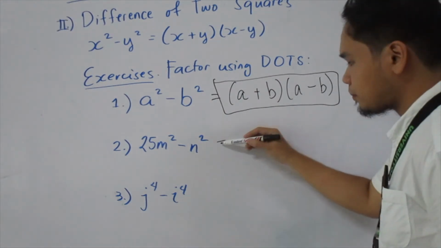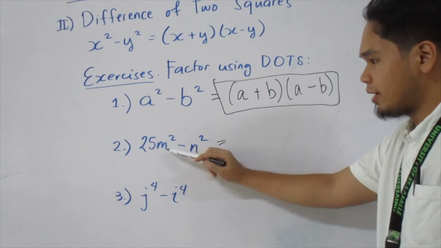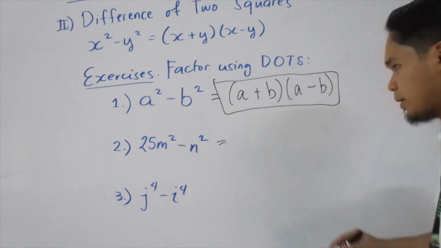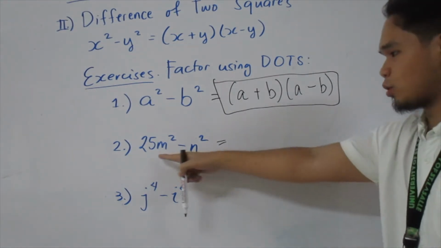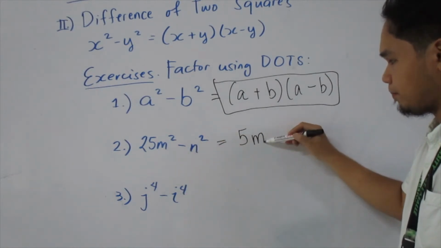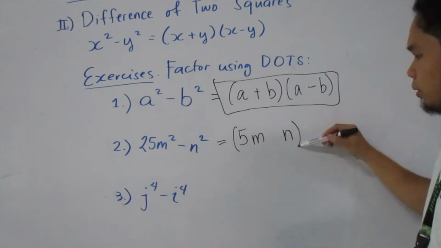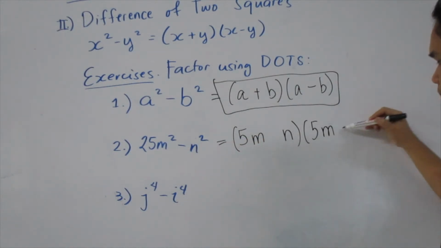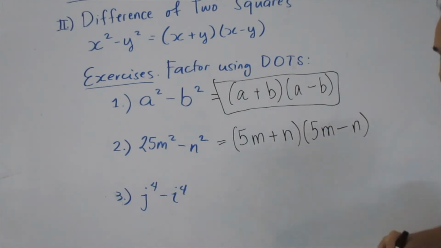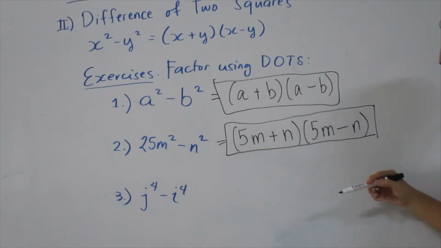Okay, for number 2, look at the first term. It's a perfect square. 25 is a perfect square of 5. We have m squared, it's a perfect square also. We have n squared on the other term, that's a perfect square. So how can we factor them? The square root of 25 is 5. The square root of m squared is just m. The square root of n squared is just n. We'll do this in two groupings, and we'll just supply the operations plus minus. So this is your answer in number 2. Hopefully you got it.